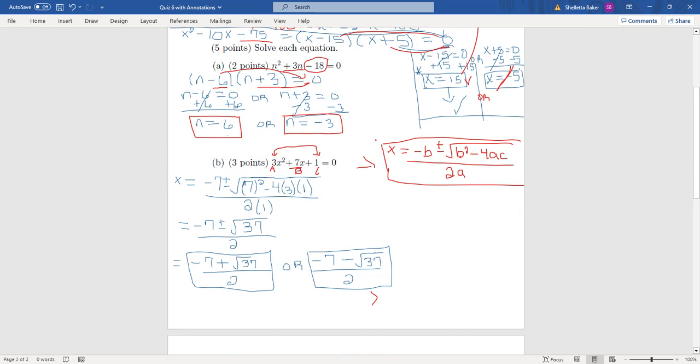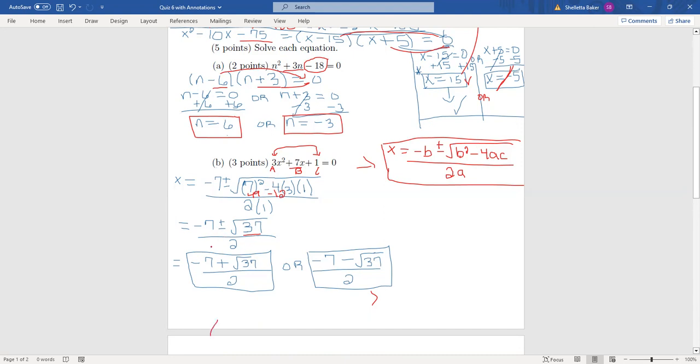So when we substitute these values into our quadratic formula, we get negative 7 plus or minus the square root of 7 squared minus 4 times 3 times 1. Our A value is 3 and C value is 1. This becomes 49 minus 12. And when we subtract 49 minus 12, we'll get 37. So we're left with negative 7 plus or minus the square root of 37, divided by 2.